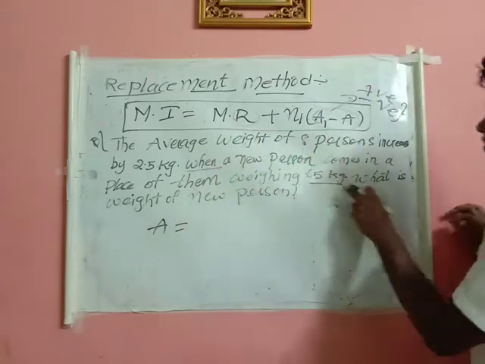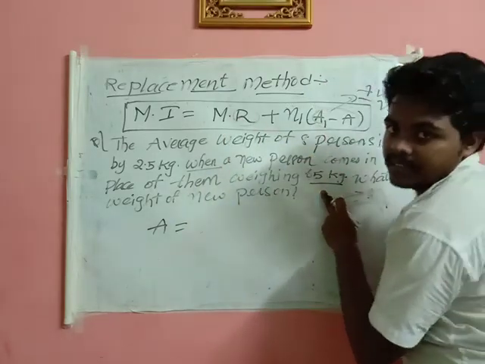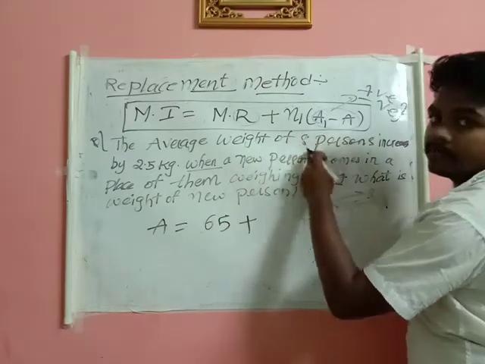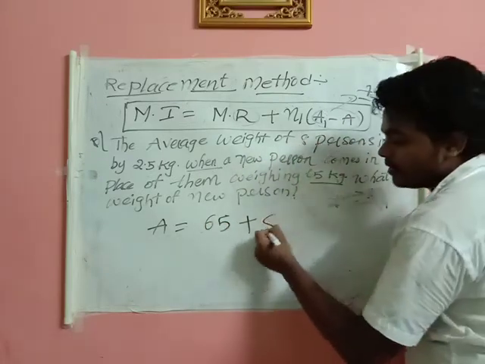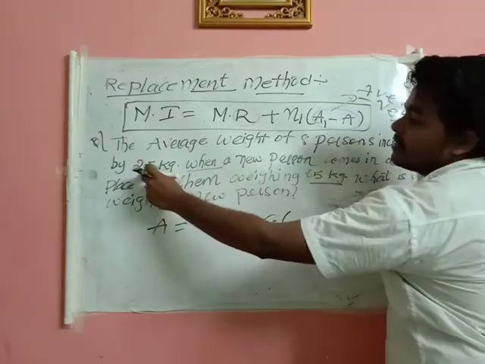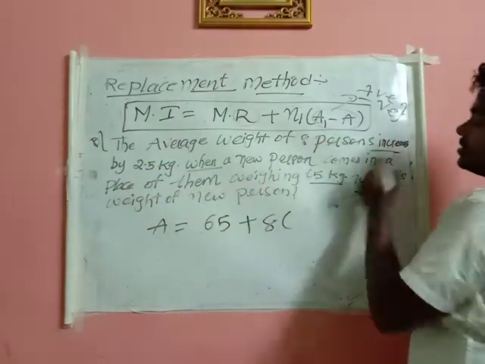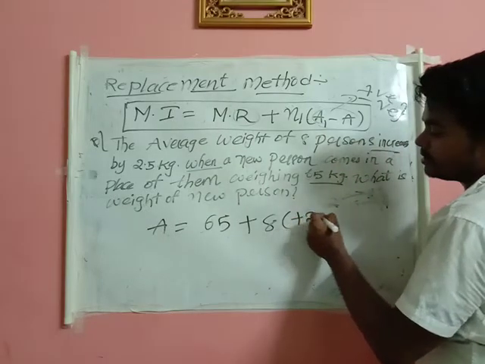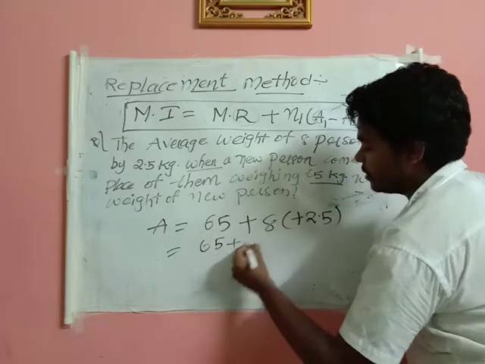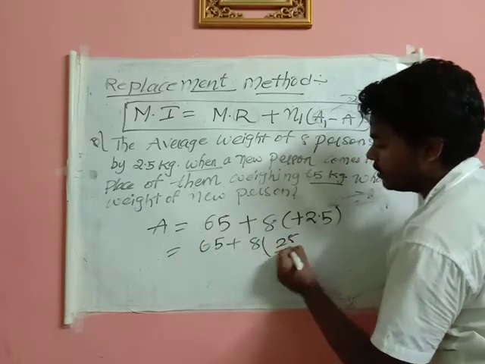Now who is replacing? The person who is having 65 kg is replacing. So 65 plus. How many people will be there? Initially they will be having only 8 people. Now if I am doing this process, does my average increase or decrease? Increases. Increases means positive. How much is it increasing? 2.5. Now A is equal to 65 plus 8 into 25 by 10.